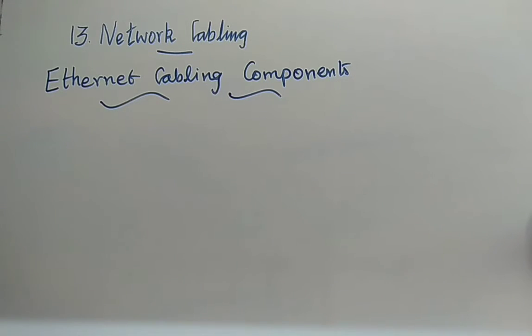Coaxial cable, twisted pair cable, fiber optic cable, USB cables, serial and parallel cables, and the Ethernet cable. So these are the types of cables that we have discussed in the previous class. Similarly, in the previous class we started the introduction related to Ethernet cabling components.